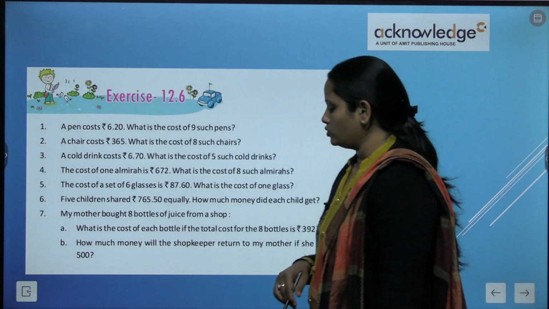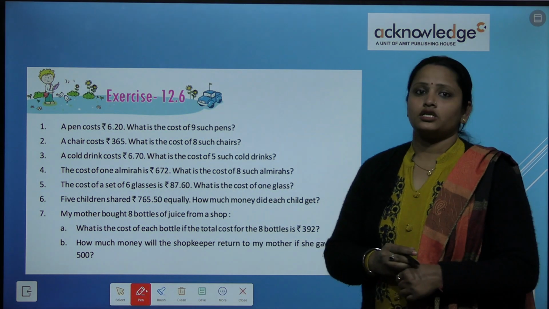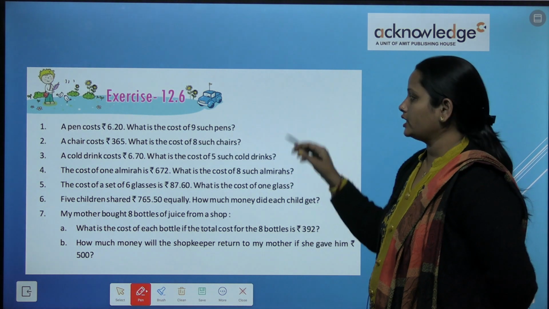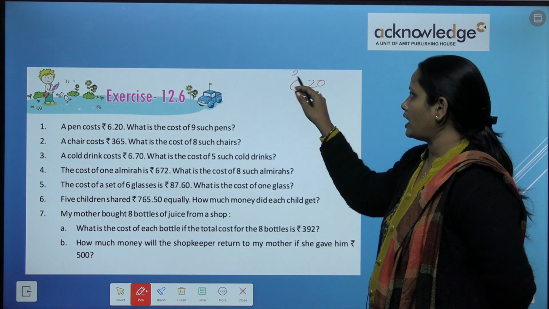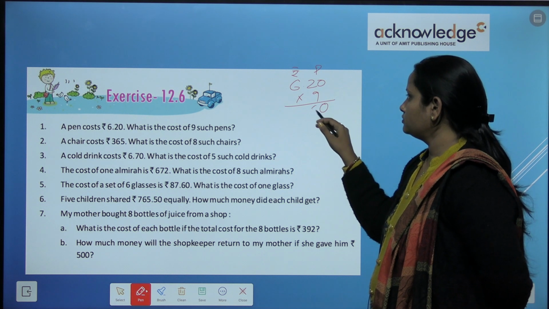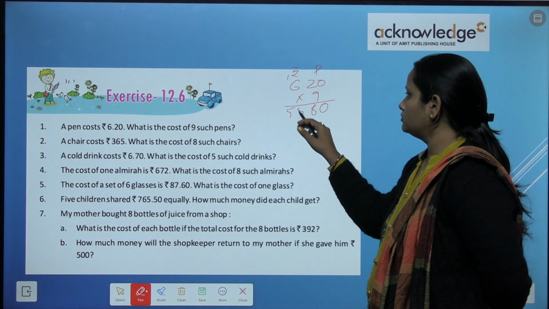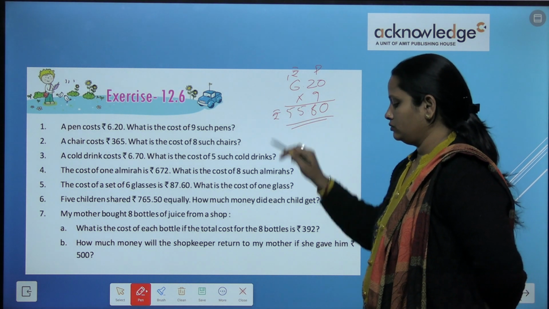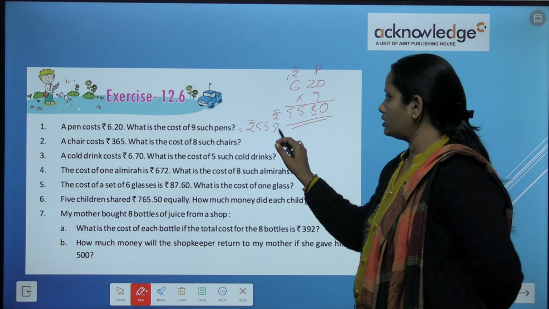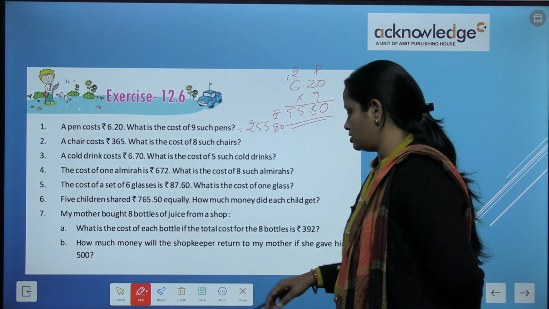So now let's move on to exercise 12.6. Here the pen costs rupees 6.20. What is the cost of 9 pens? So the cost of 1 is given, we find for more, so we always multiply. So we have to multiply this by 9. So here the answer will be rupees 55.80, 55 rupees and 80 paise. So similarly children, do the rest of the questions.